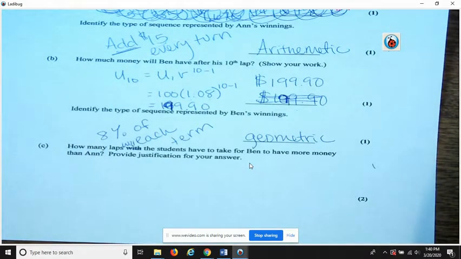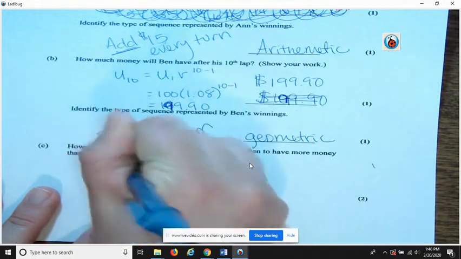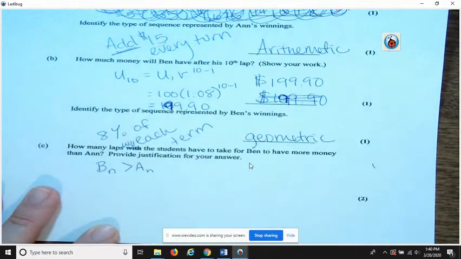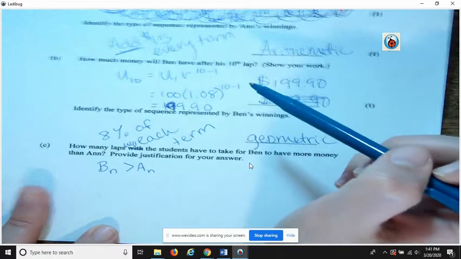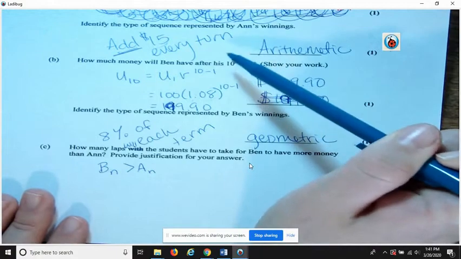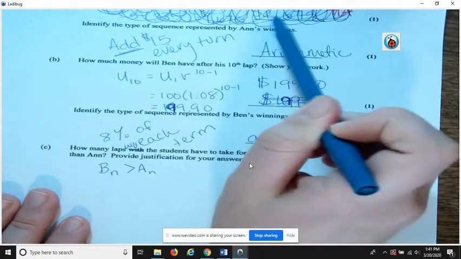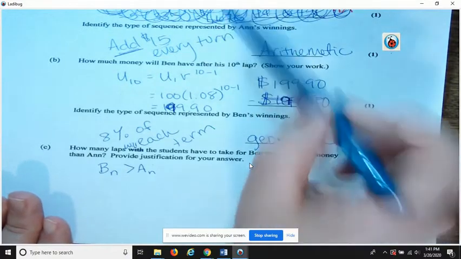Then provide justification. So we would do the same thing we did last time. We want to figure out when Ben is going to be bigger than Ann. The question that was asked, Emma G, thank you, was why did we use the single term for Ann, but the sum for Ben? And so we should have used the single term for both.